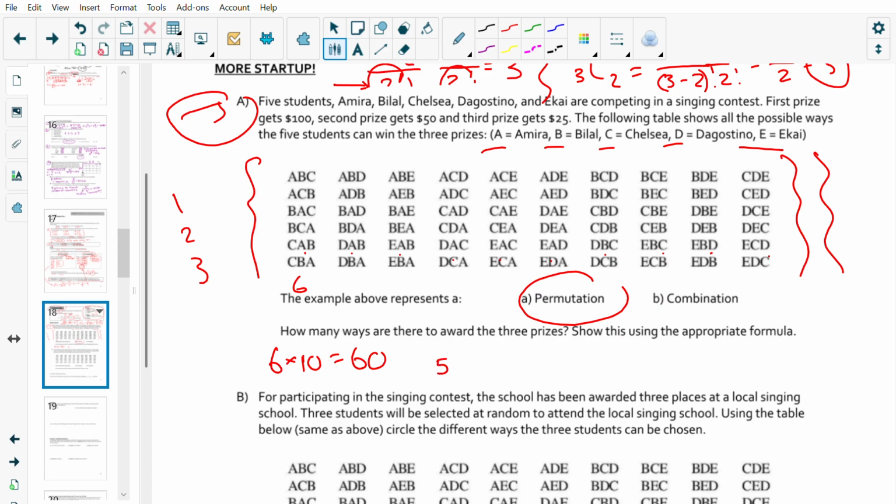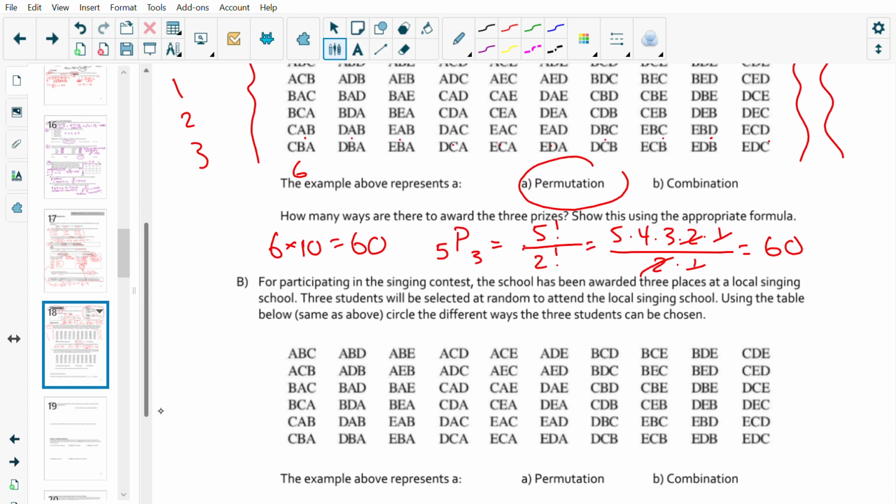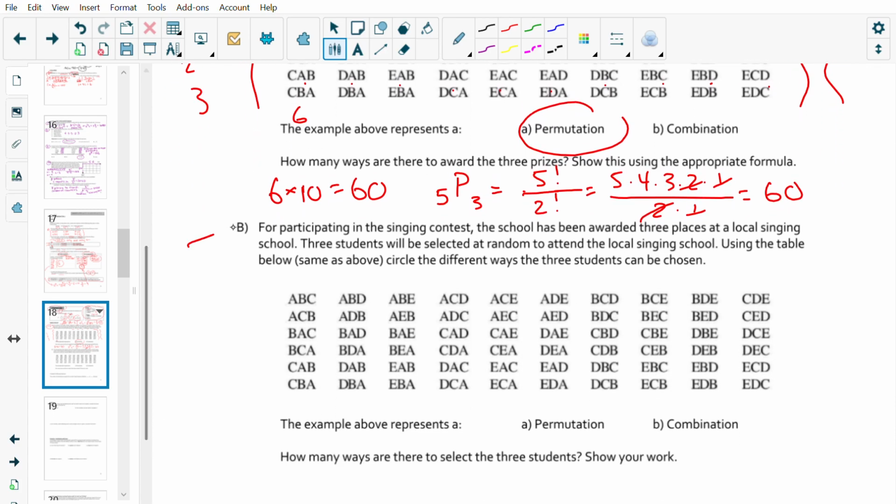Or we have 5 students permuted. How many? 3 at a time, 3 places. That's 5 factorial over 5 minus 3, which is 2 factorial. 5 times 4 is 20, times 3 is 60. Okay? So that is a permutation.